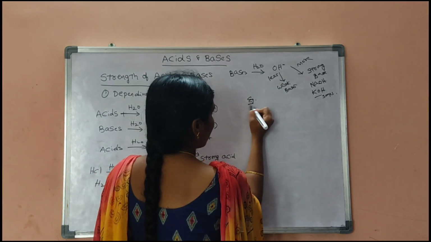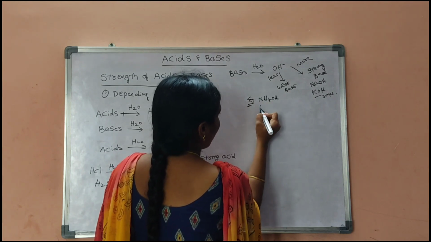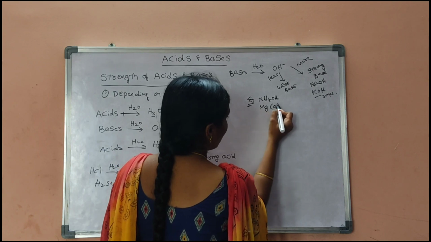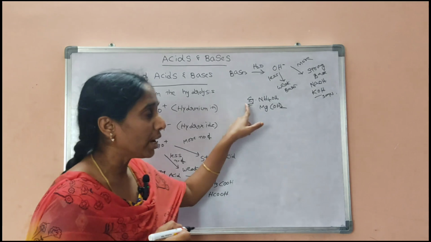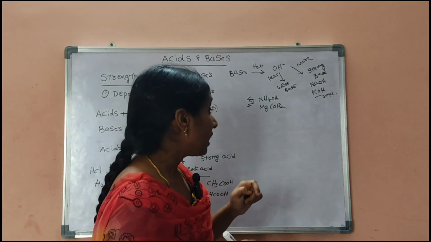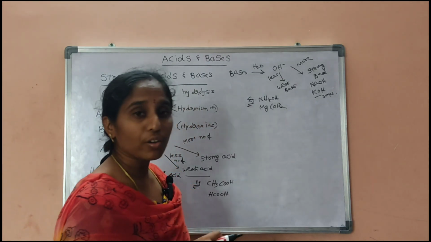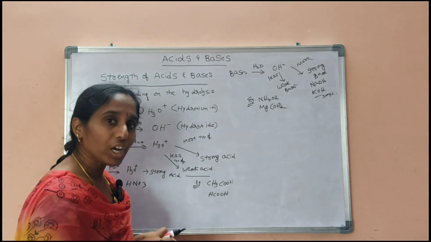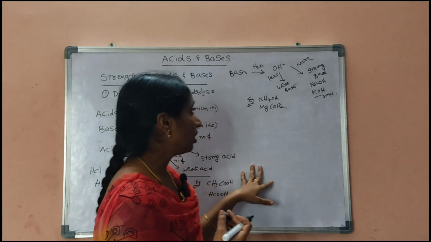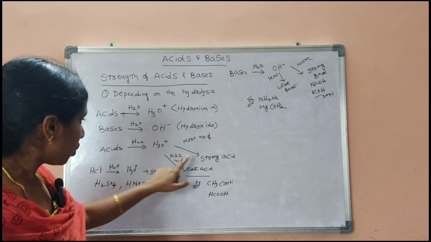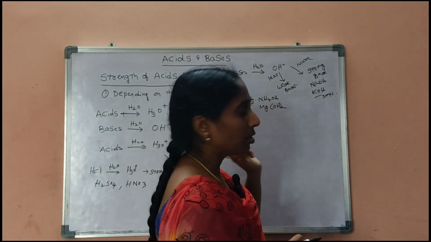Okay. Next, what are the examples of weak bases? Examples of weak bases: ammonium hydroxide, magnesium hydroxide, Mg(OH)2. Where is ammonium hydroxide used? Glass cleaner. What is the general name of magnesium hydroxide? Milk of magnesia. It is used as an antacid. Okay. This is about strong acid or weak acid, strong base or weak base.